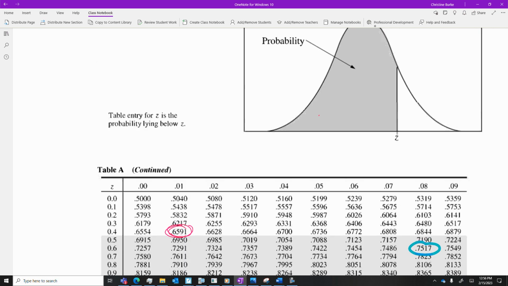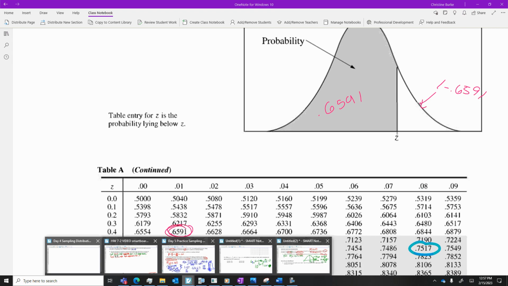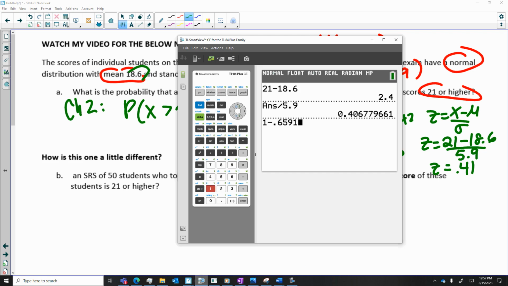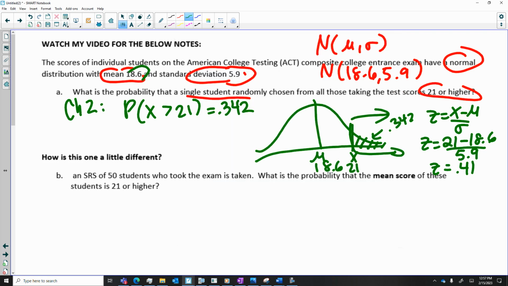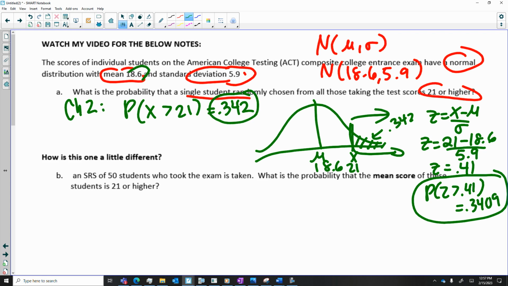And remember, that's this area to the left. So you have to do 1 minus 0.6591 to get the area to the right. I get 0.3409. Notice that's pretty close to what I got for my answer over here. I got 0.342 for normal CDF, and here I got 0.341, so pretty close. So this is review from chapter 2.